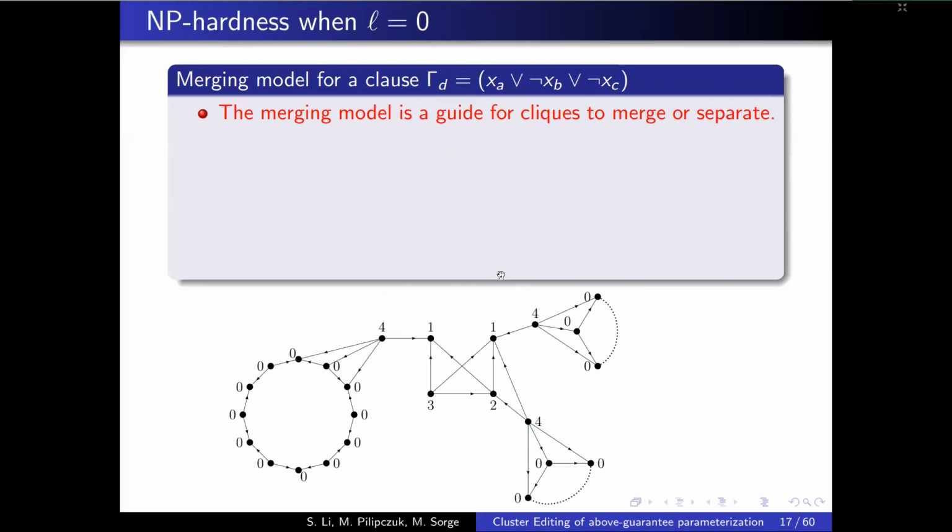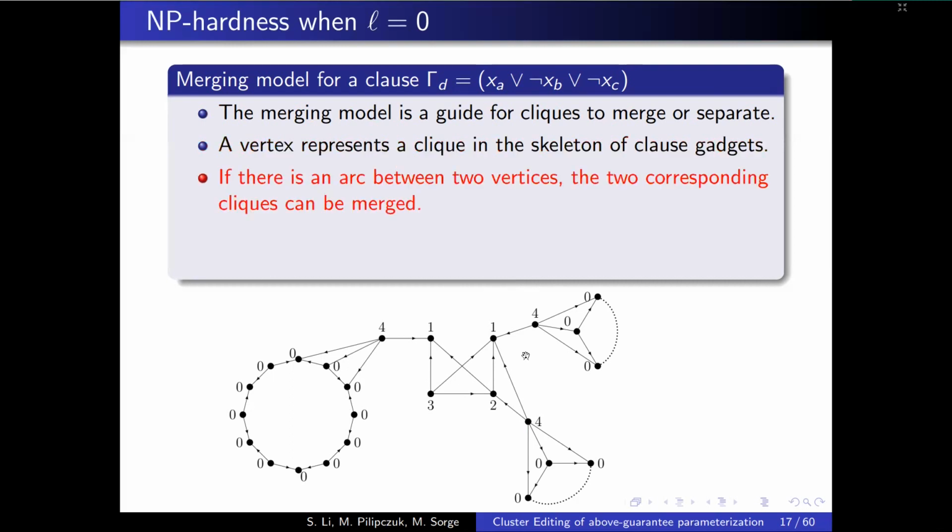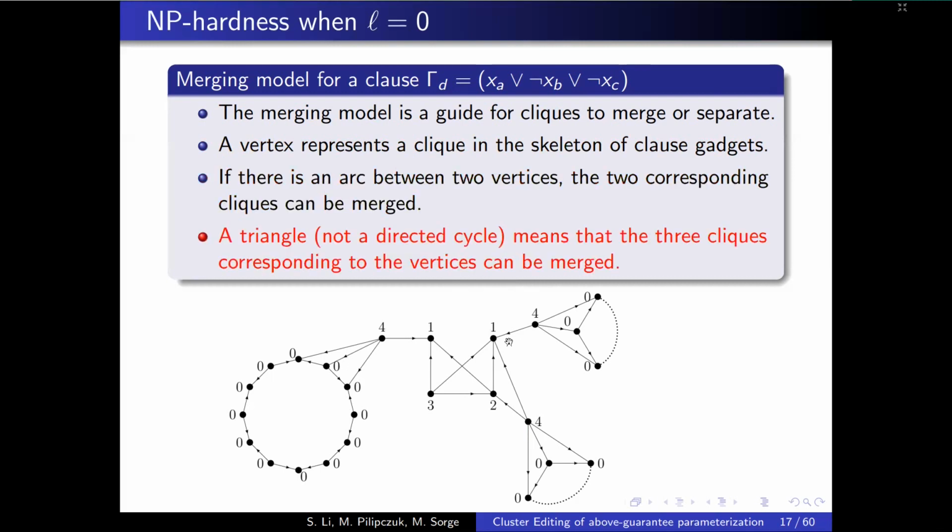So we can abstract the merging model for a clause gadget γd. The merging model is a guide for cliques to merge or separate. A vertex in this picture represents a clique in the skeleton of the clause gadget. If there is an arc between two vertices, the two corresponding cliques can be merged. A triangle means that the three cliques corresponding to the vertices can be merged. For example, these two cliques can be merged, and these three cliques can be merged. However, these two cliques cannot be merged. I want to mention that in this picture, the number represents the level of the clique. This is not the number of vertices in this clique.